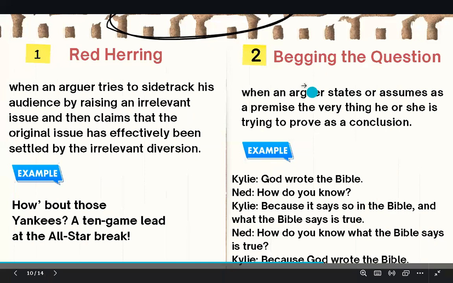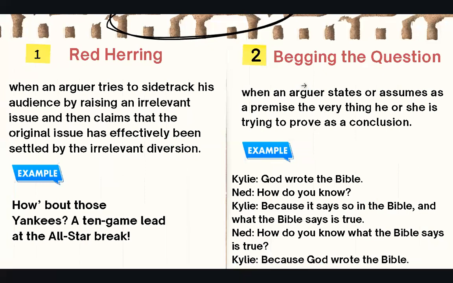And red herring: when an arguer tries to sidetrack the audience by raising an irrelevant issue and then claims that the original issue has been settled by the irrelevant diversion. For example, how about those Yankees? A 10-game lead at the all-star break. Begging the question: when an arguer states or assumes as a premise the very thing he or she is trying to prove as a conclusion.